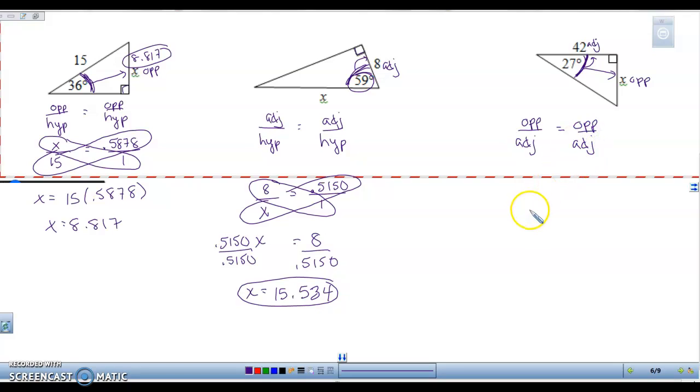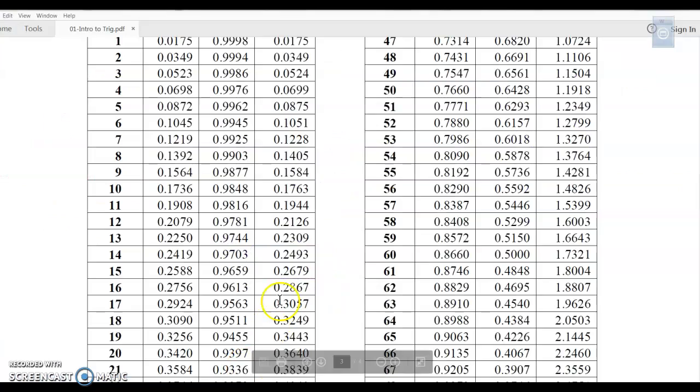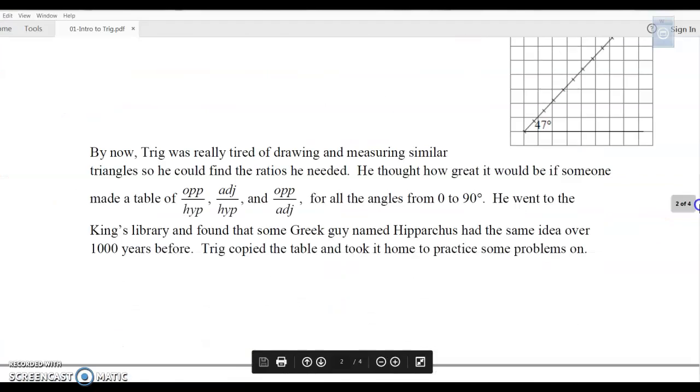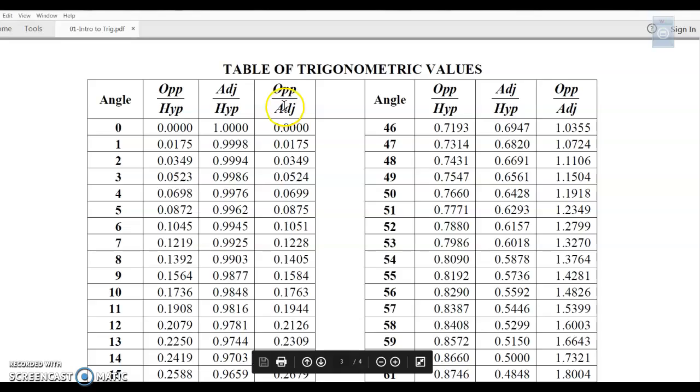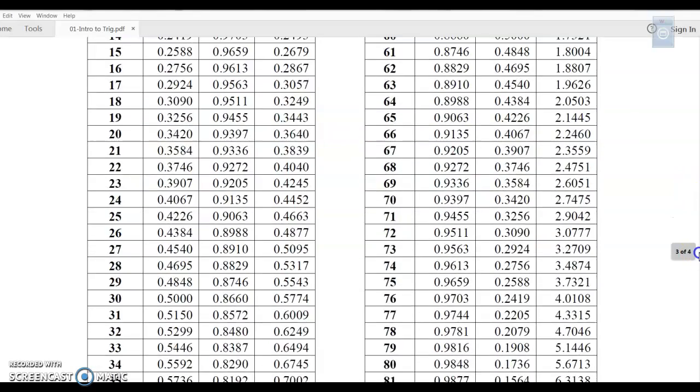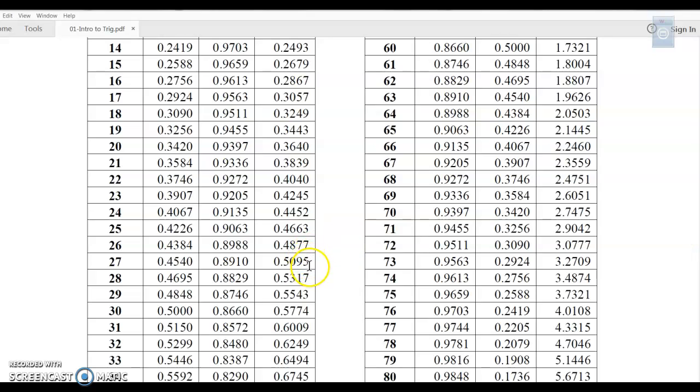Okay, so my ratio opposite over adjacent is x over 42. Now I have to look on my table column for 27 degrees in the opposite over adjacent column. Here is my table. Opposite over adjacent is the third column. I want to look up 27 degrees. 27 degrees is right here.